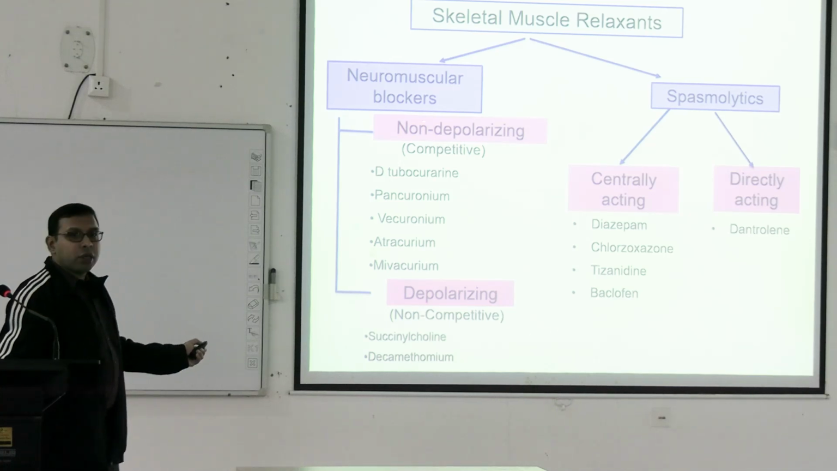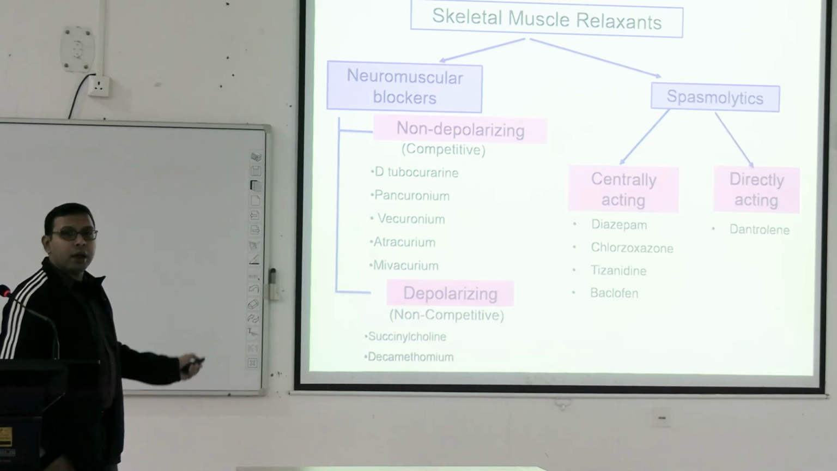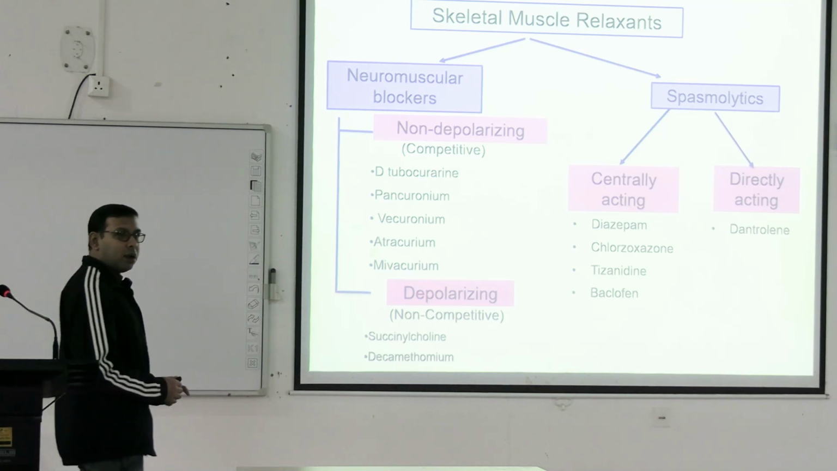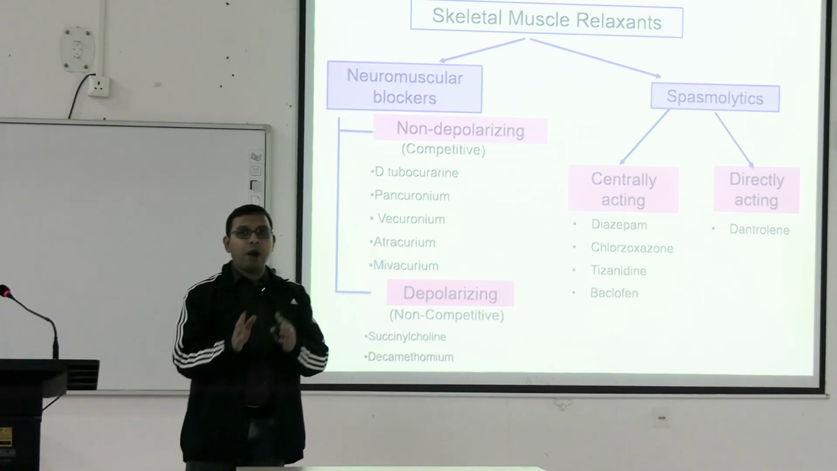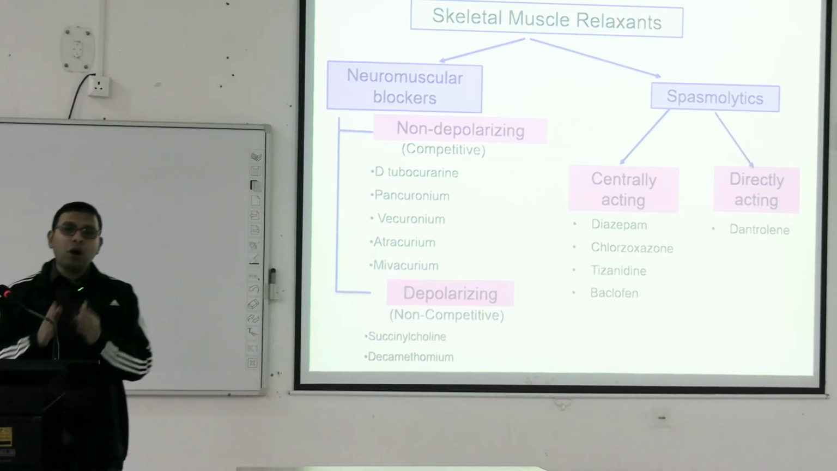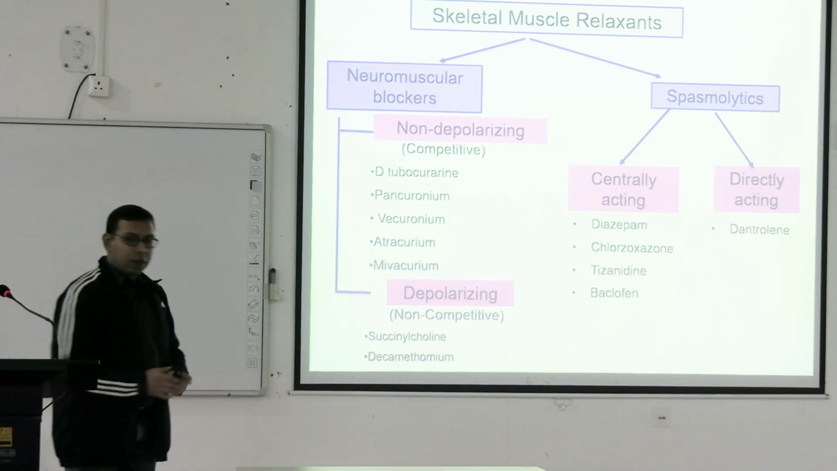So when the neuromuscular blocker is competitive, another name is non-depolarizing, and non-competitive means depolarizing. So you have to remember, this is very important. Depolarizing, non-depolarizing, two types. Depolarizing means it is non-competitive and non-depolarizing means it is competitive.